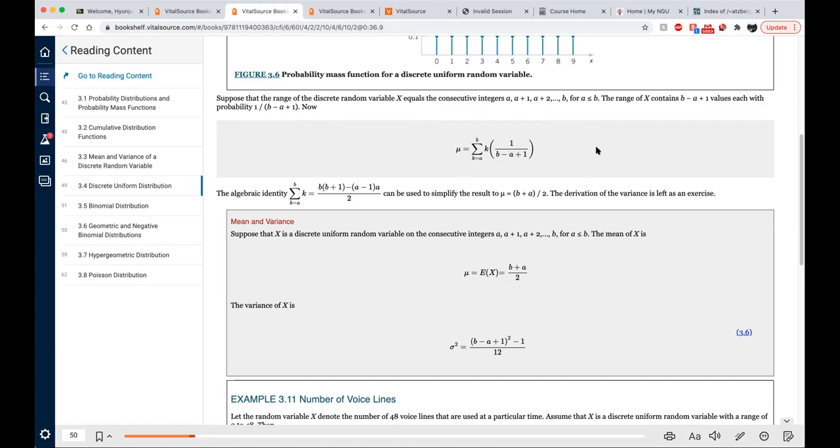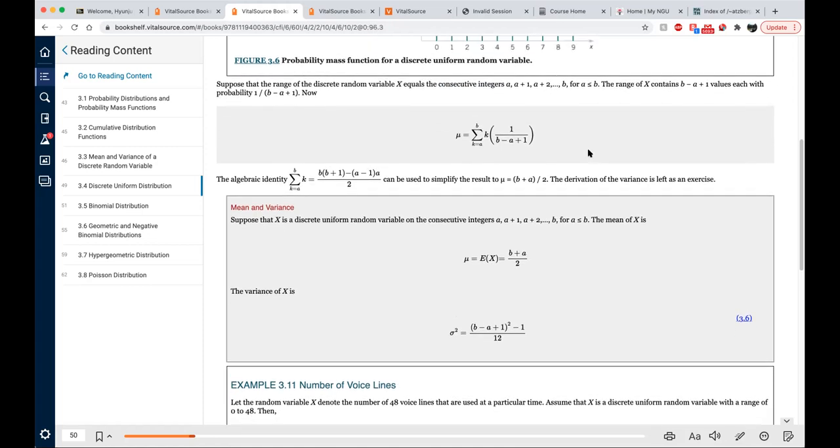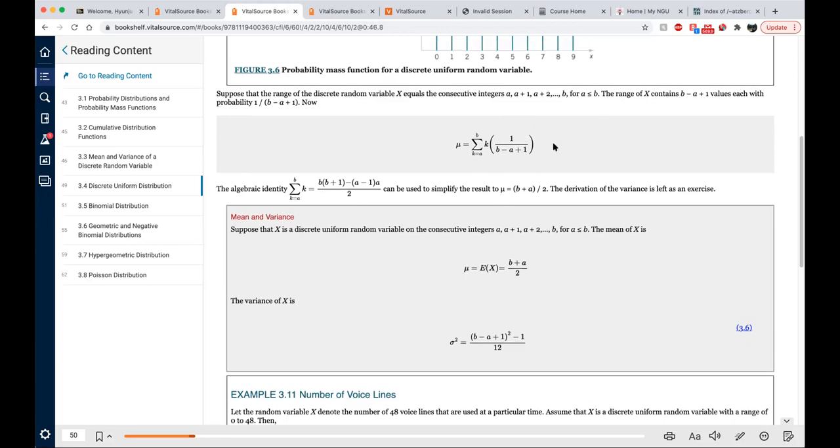I'm sorry, that's not equal to 1; I was confused. Using the definition of the expected value of a discrete random variable, that's the sum of k times f of k. Here f of k is 1 over b minus a plus 1, because in a discrete uniform distribution the probability is 1 over n, and here n is b minus a plus 1.